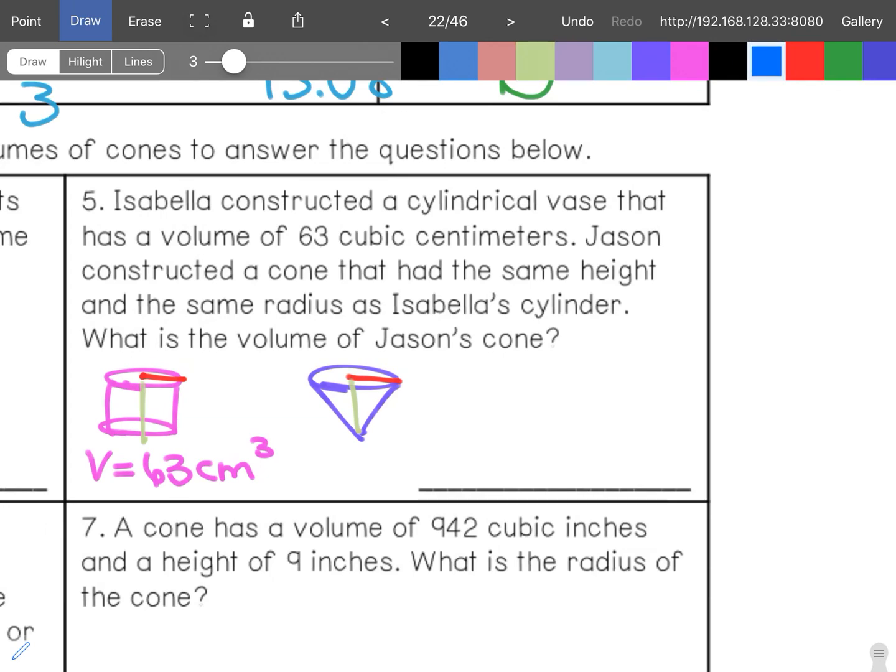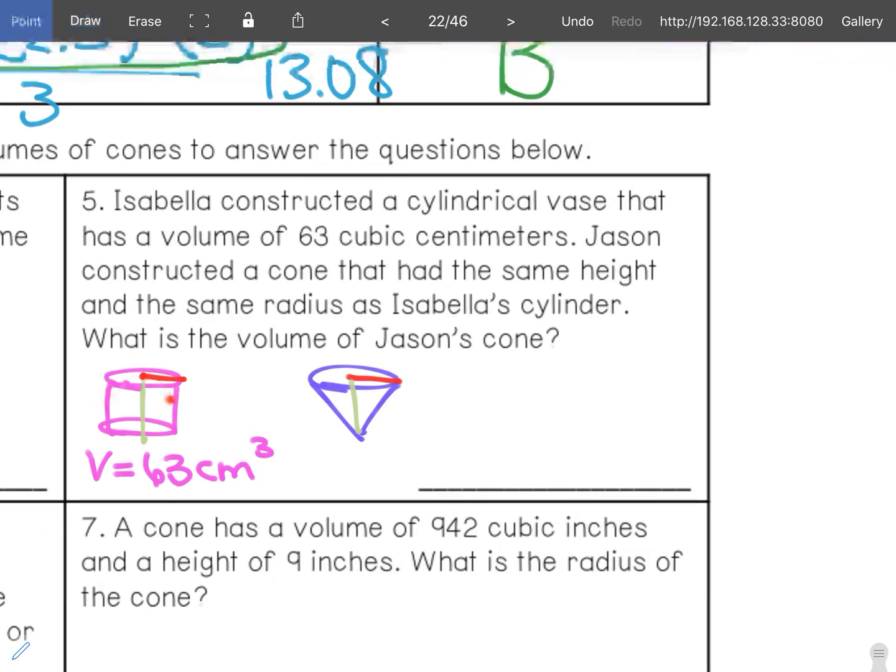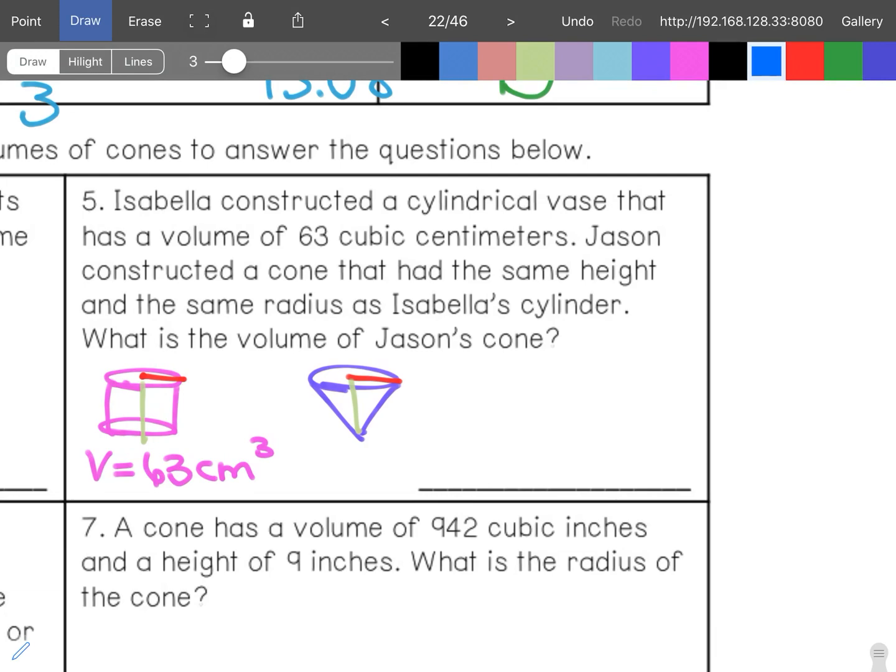Well, let's remember the relationship between these. If these have the same radius and the same height, then what that means is we can take the volume of this cylinder, and if we just divide by 3, we'll get the volume of that cone. So 63 divided by 3 would be what? 21. So the volume of the cone is 21 centimeters cubed.